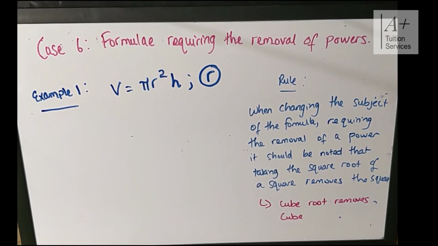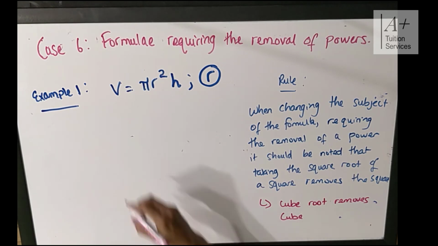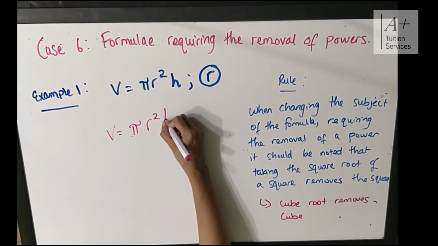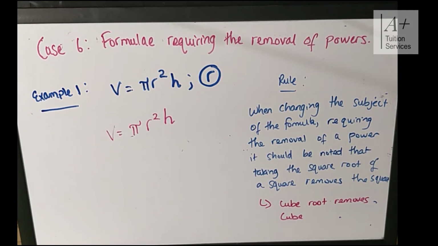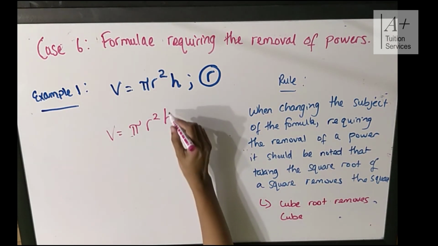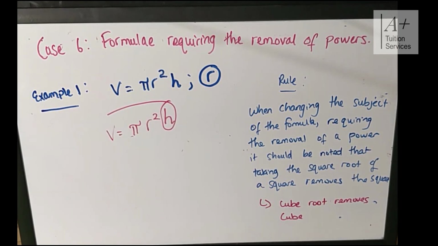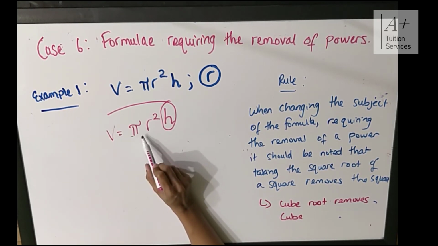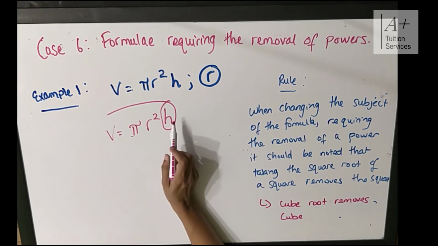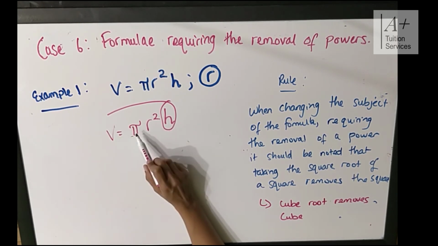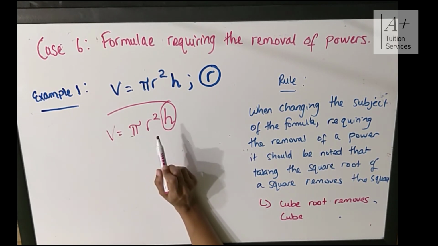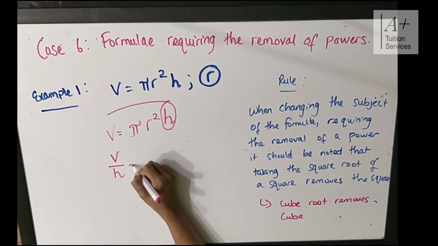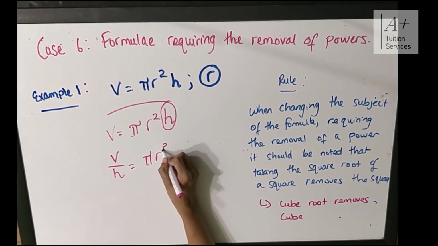So this is easy to do. The first thing we're going to do is write back the formula. V is equal to pi R squared H. We want everything to move away from R. So the first thing I will do is move the letter last, which is H. So this means pi R squared multiplied by H, right? Pi multiplied by r squared multiplied by h. So v now divided by h is equal to pi r squared.